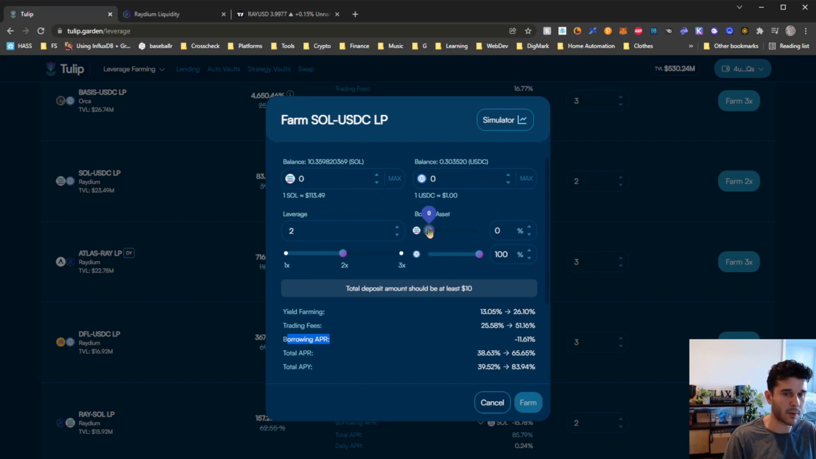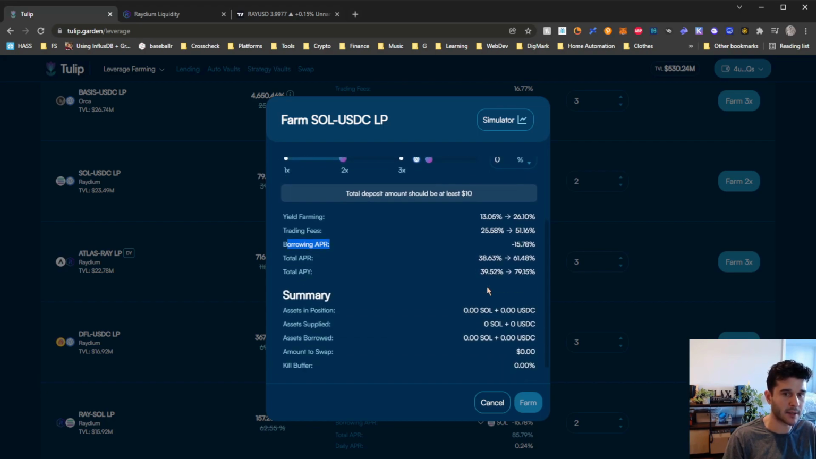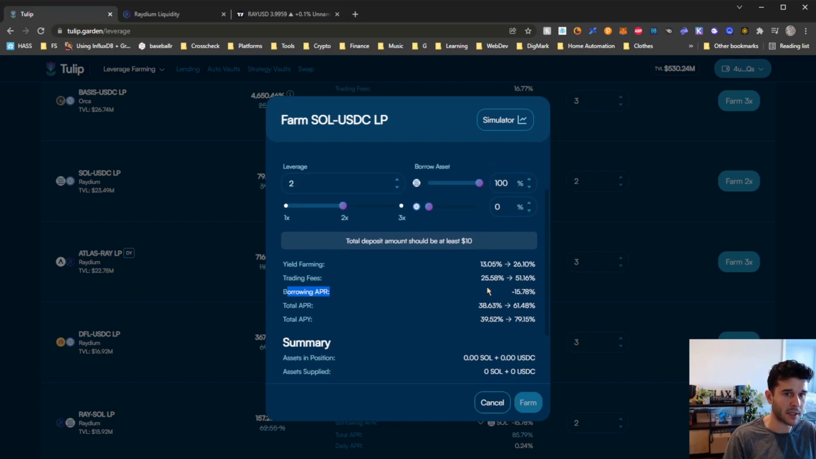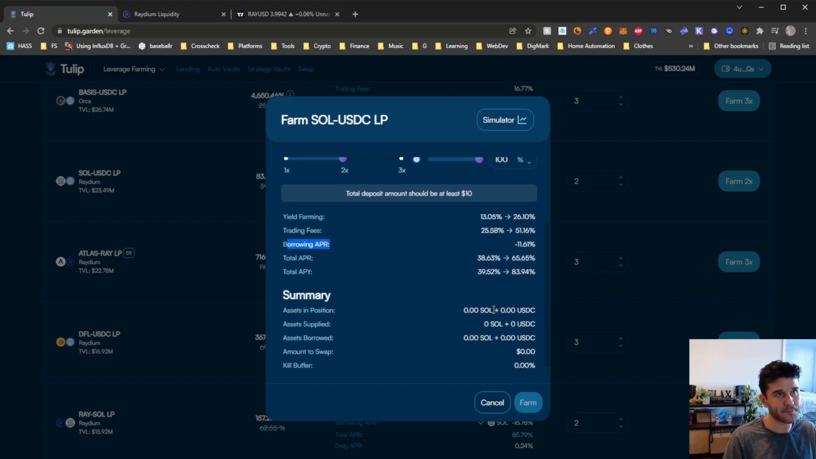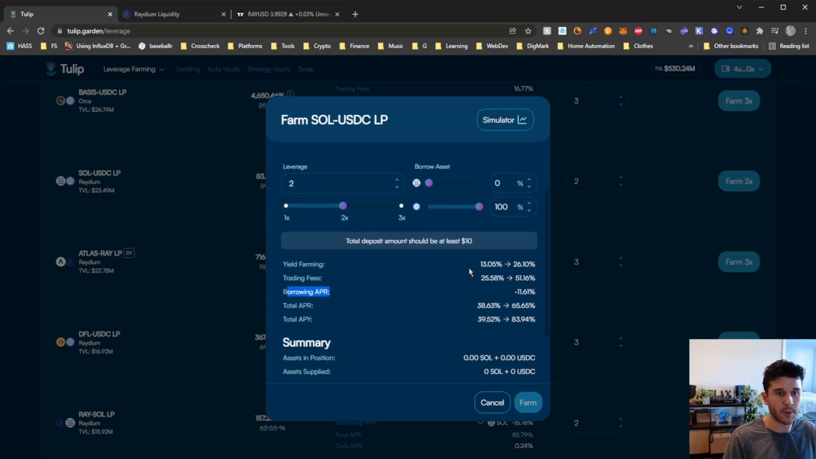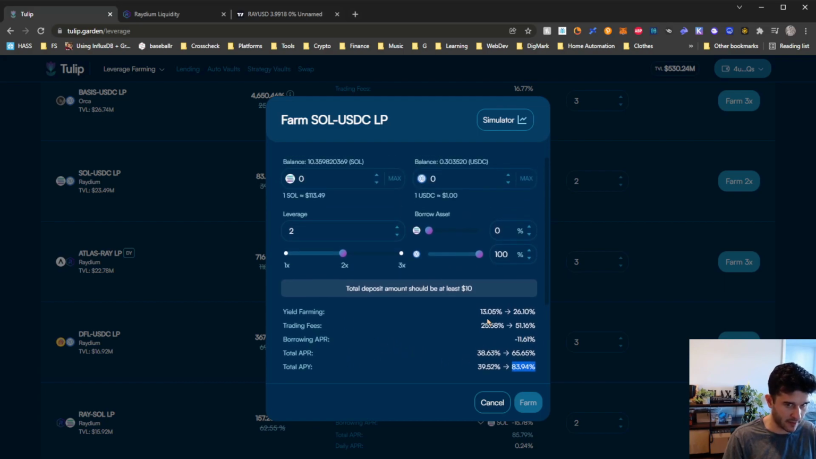You also wouldn't want to borrow Solana in this case because that would effectively make you short Solana. But we're not going to do that. So USDC is what we're borrowing. It will break down our borrow rate. We're paying, again, 11.6%. Our total APY on 2x leverage in this position is about 84%.